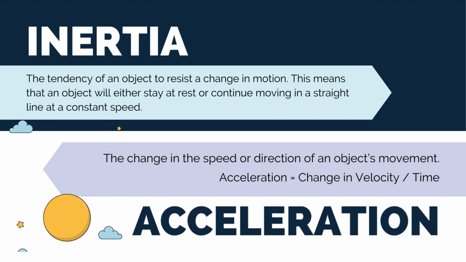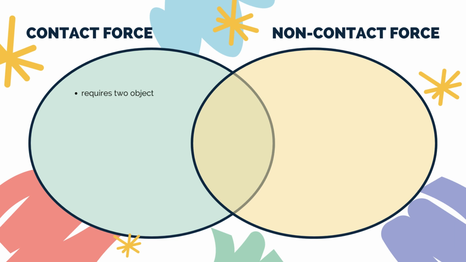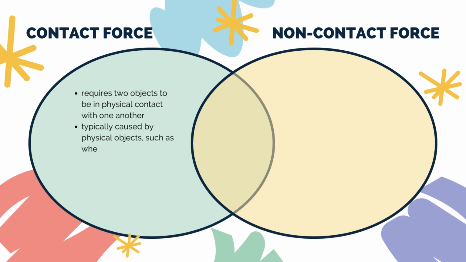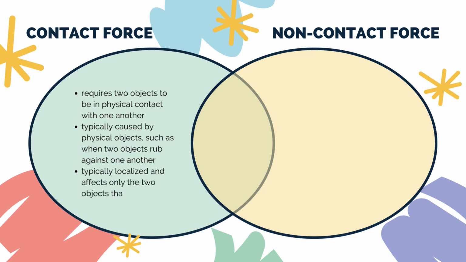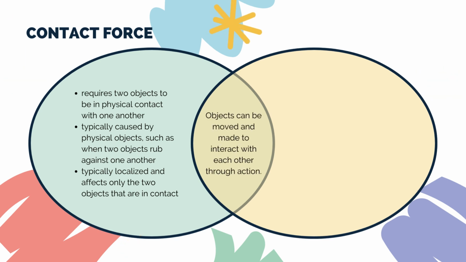Acceleration. Contact force. Requires two objects to be in physical contact with one another. Typically caused by physical objects, such as when two objects rub against one another. Typically localized and affects only the two objects that are in contact. Objects can be moved and made to interact with each other through action.